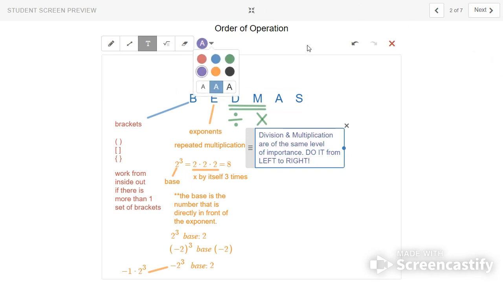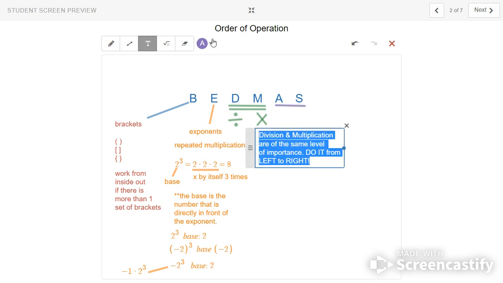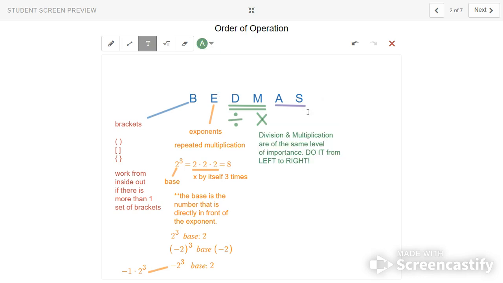Similarly, for the addition and subtraction, these two are together as well, and we deal with it like the division and multiplication. So we're going to go from left to right again.